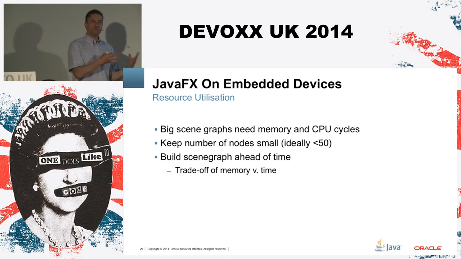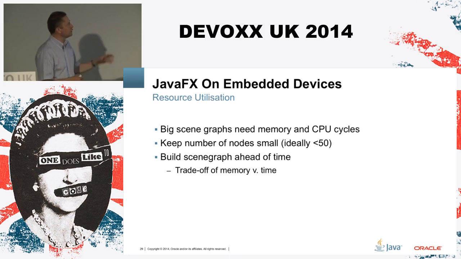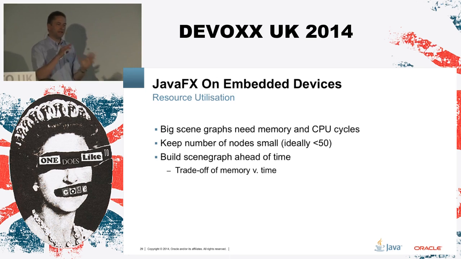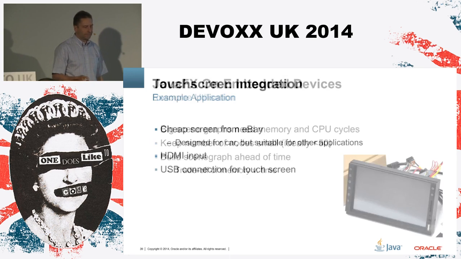Big scene graphs, which is what you use in terms of defining the layout of your components, are not great on embedded devices, so try and keep things as simple as possible. Ideally keep the number of nodes to a minimum, because the more nodes you have, the more processing, the more memory is taken. And you can use certain techniques in terms of building your scene graph ahead of time, but that again is a trade-off between memory and the amount of time you've got.